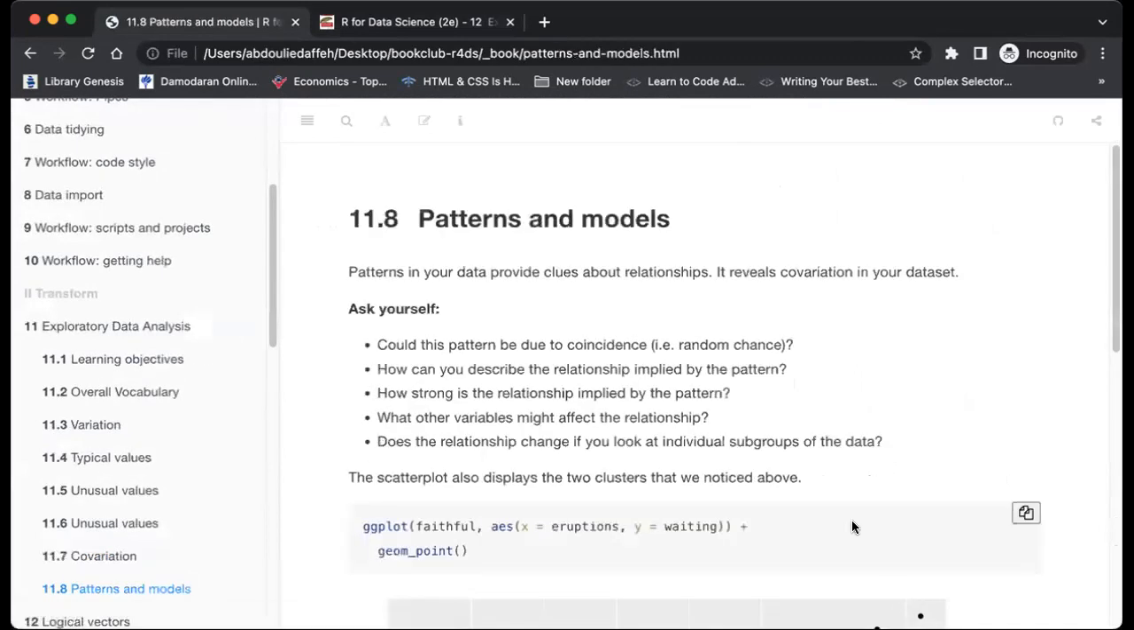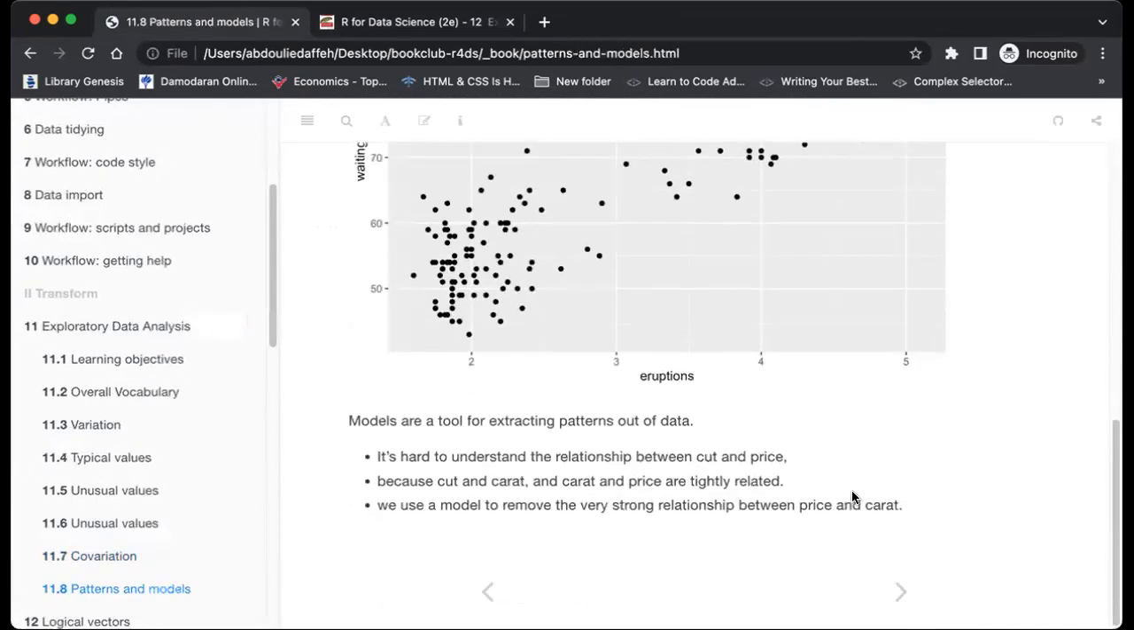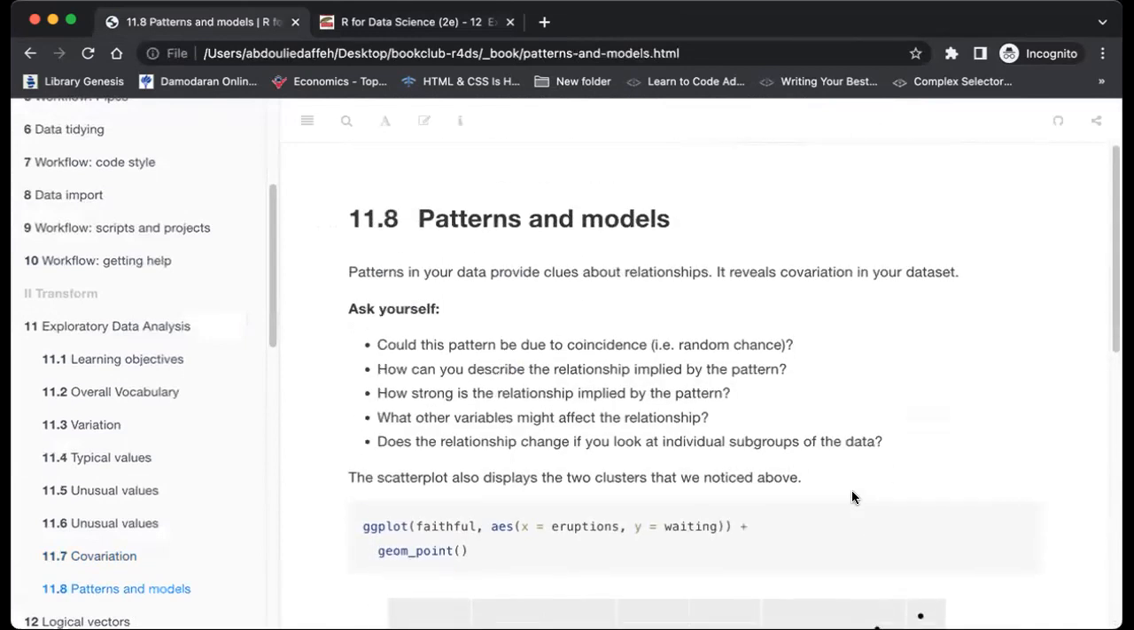It's not yet done. I think this is the last part. Yeah, that's the pattern. Oh, okay, that is patterns and models. So patterns in your data provide clues about relationships. It reveals covariation in your data set.